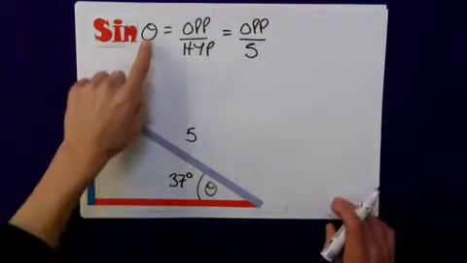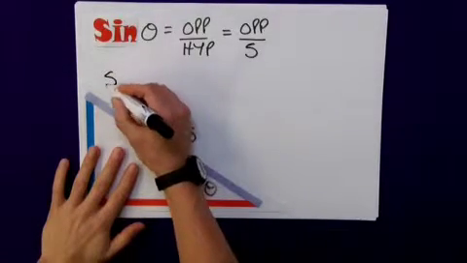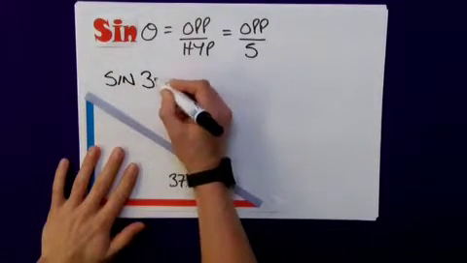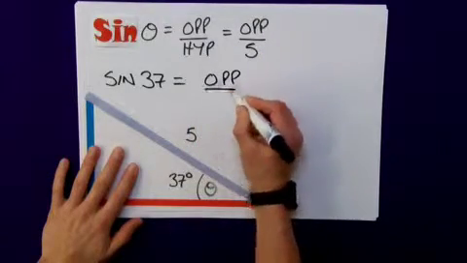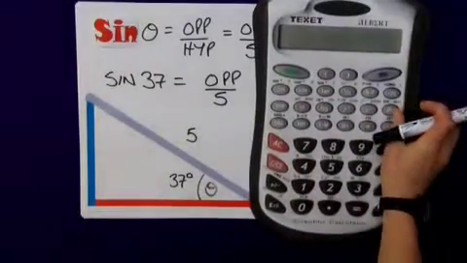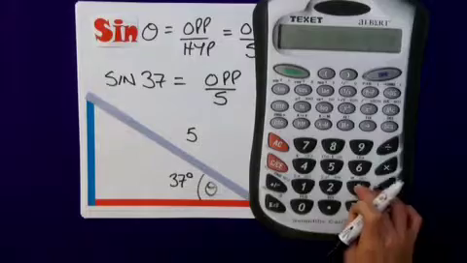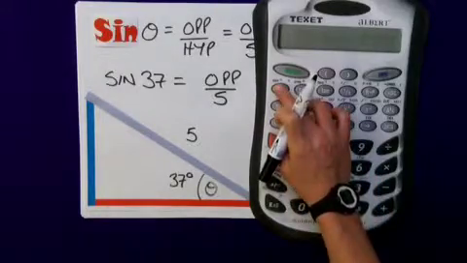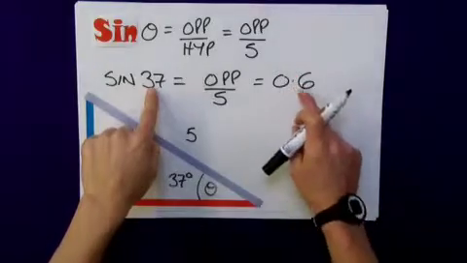I also know that theta is 37 degrees. So my information is now the sine of 37 is equal to the opposite side over 5. I now use my calculator to find the sine of 37 degrees, and that is simply 37 and the sine button. So the sine of 37 degrees is equal to 0.6.